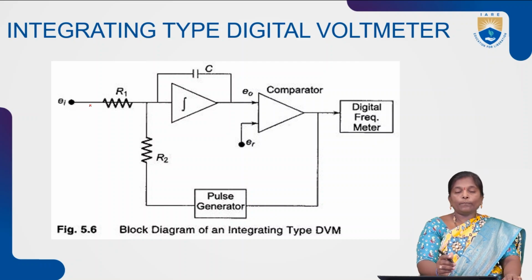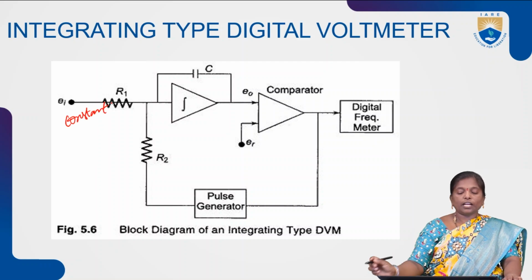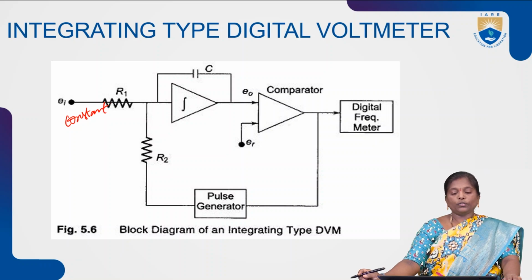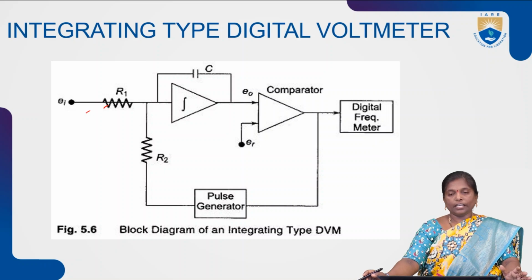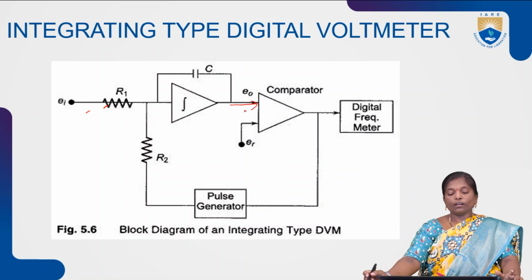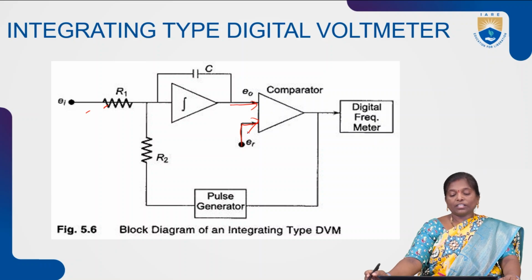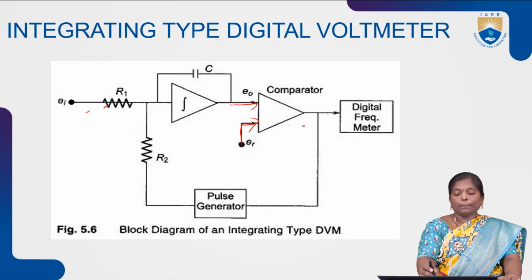In this we are applying a constant input. If you apply a constant input to an integrator, the integrator produces an output voltage and that is given to the comparator. One end of the comparator is the output coming from the integrator, whereas the other end of the comparator is the reference signal ER. Whenever the reference signal and input signal are the same, the comparator gives the signal to generate the pulse.